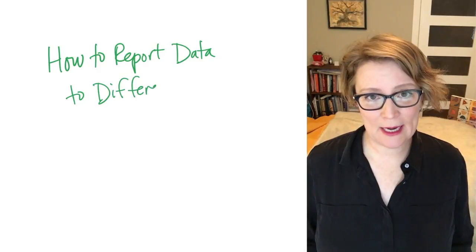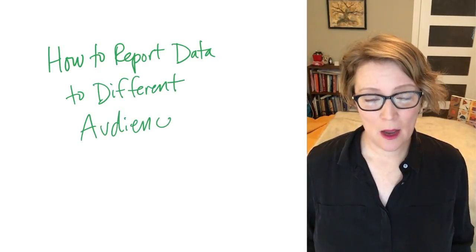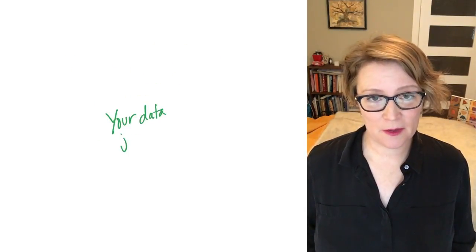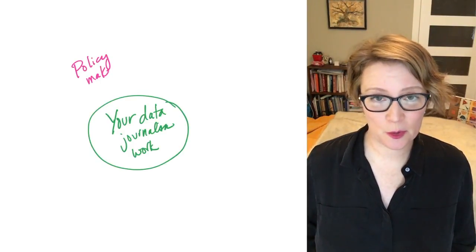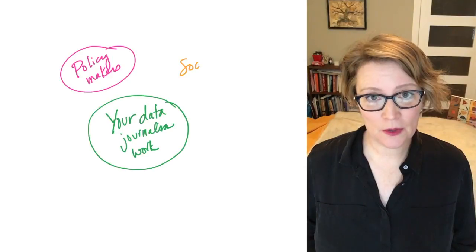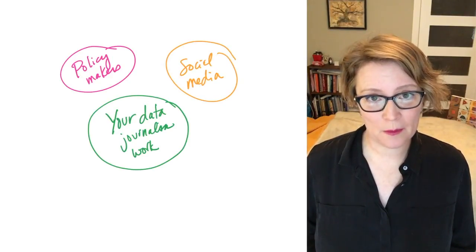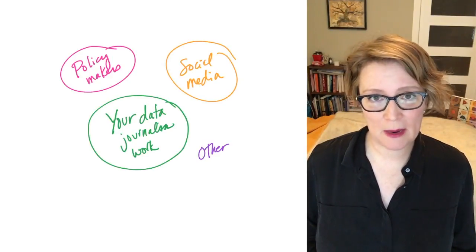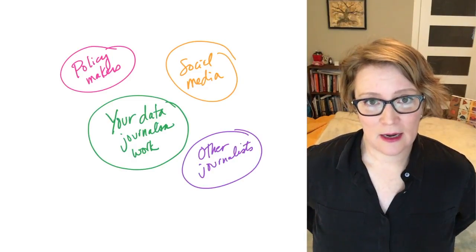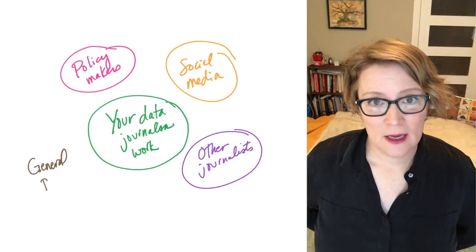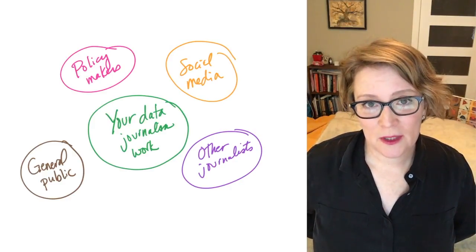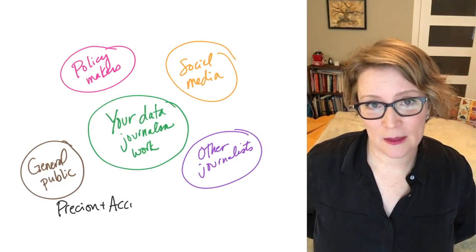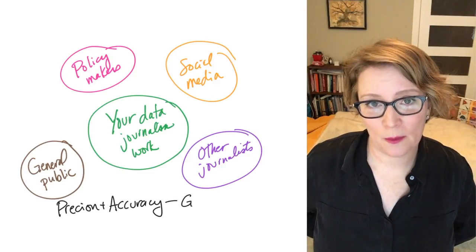Hi. In this video, we're going to talk about how to report data to different types of audiences. Most data journalism materials these days are going to appear on the internet, which means they're also going to appear on social media. And many times they're also included in print form to important decision makers, policymakers, and key informants. So the bottom line is to include as much precision and accuracy as possible while still getting your point across.